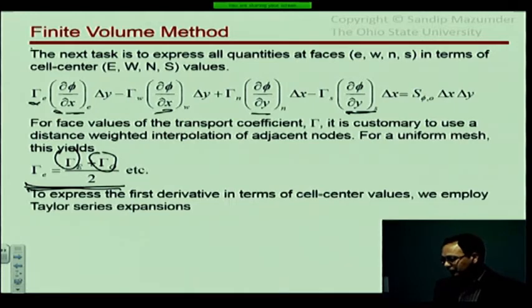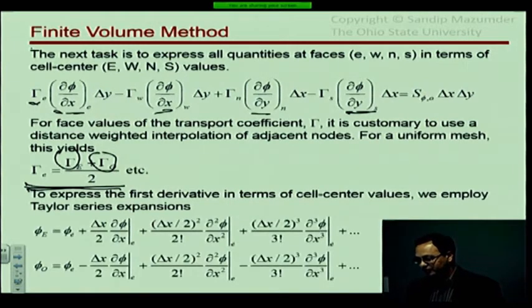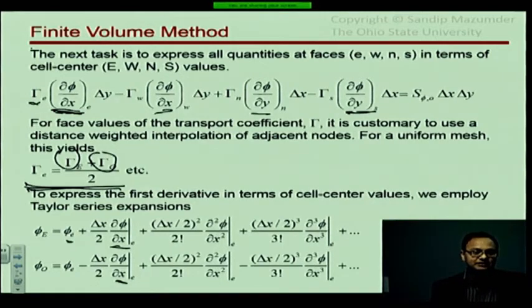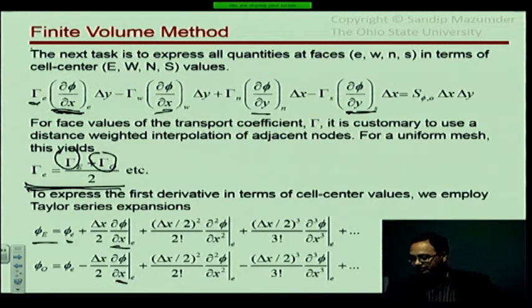Now let's talk about the derivatives. This is the most important thing. What we are doing here is we want to derive this, d phi dx at the eastern face. That's our goal, so that should be our pivot point. So we do one forward expansion. This is half a delta x away.